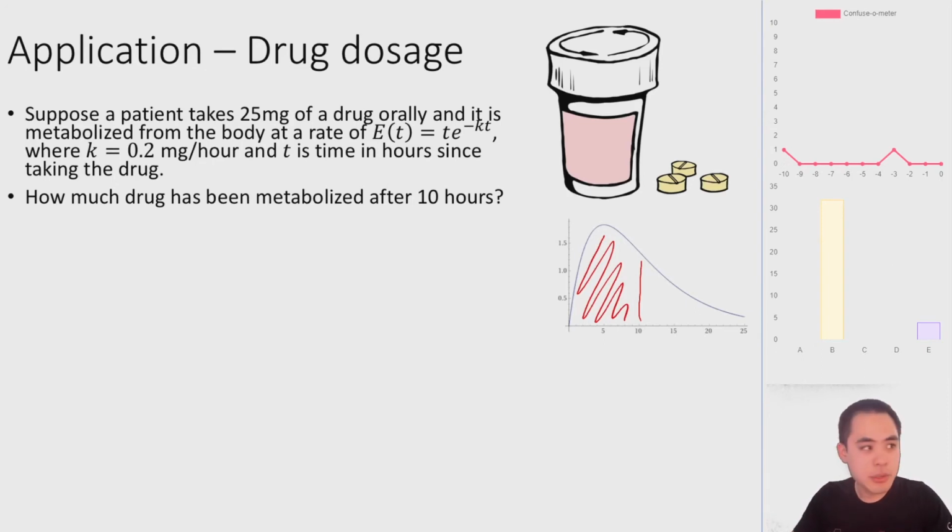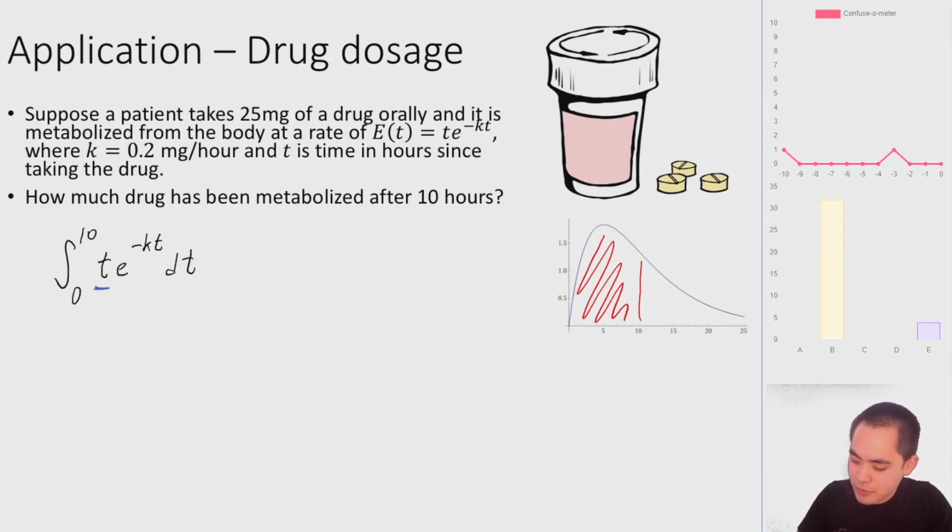Okay, so let's do that. What do we do? We need to take the integral from 0 to 10, because we're going from time 0 hours to 10 hours after the drug has been ingested, of t e to the minus kt dt. So now we have several different parts, one of which is an algebraic part and the other an exponential part.